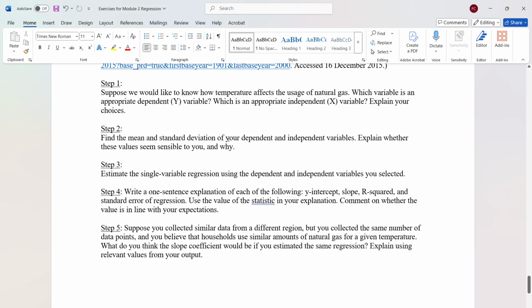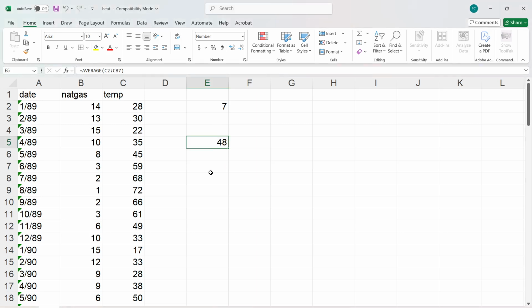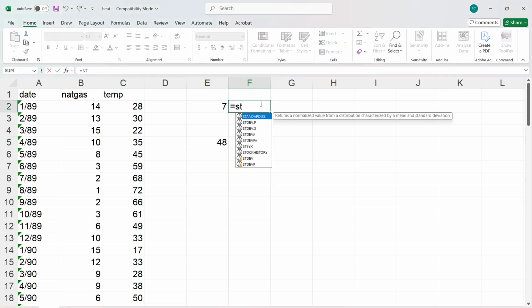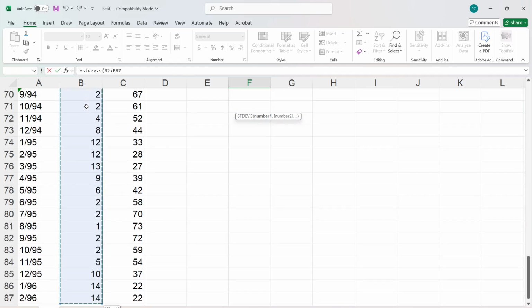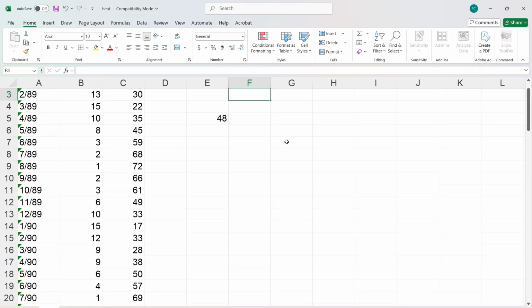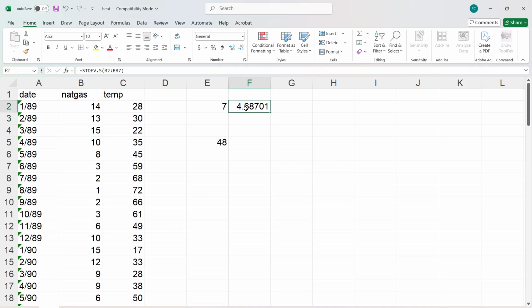Should we look at standard deviation? We may as well. Equal to STDEV.S. So standard deviation for the natural gas data. It looks like this stuff varies from as low as 1 to as high as 14, the highest number I see right now. 15, there's a 15. So standard deviation of 4.687. Yeah, from 1 to 14. Okay, 1 to 15 would be a range of 14. Divide that by 4 and you'd have 3.5. Yeah, sure.